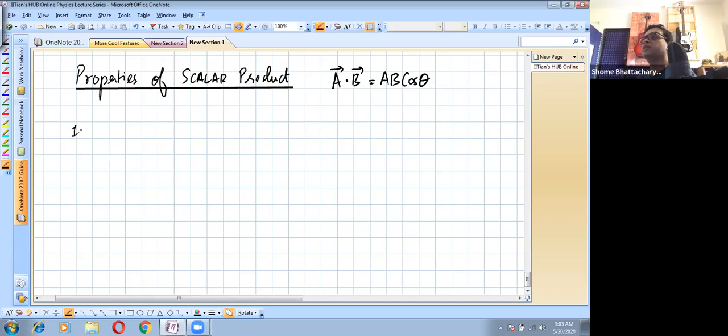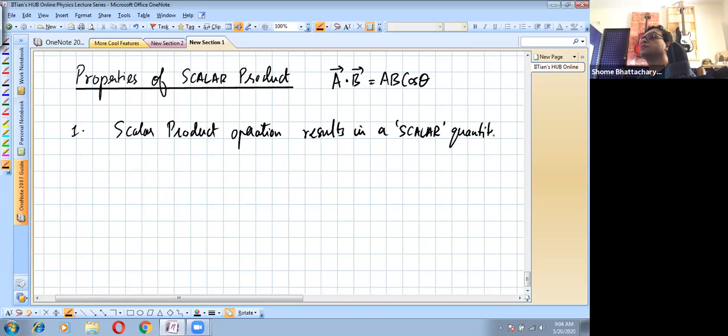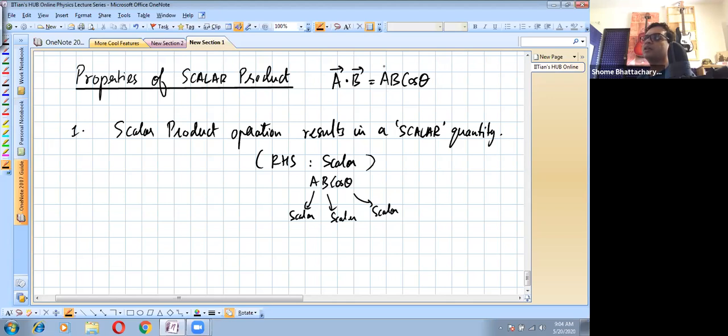So the first property is that the scalar product operation results in a scalar quantity. It's very simple because the right hand side is a scalar. It is the product of AB cos theta. So mod A is a scalar quantity. The magnitude of a vector is a scalar, and cos of any angle is just a number, so it's a scalar. So it's the product of three scalar quantities. So what does the operation result in? The output of the operation is a quantity which is a scalar, and that is why, in fact, it is called scalar product.